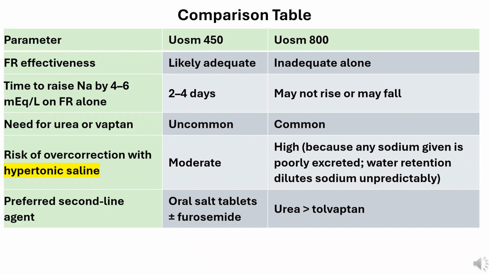In contrast, when urine osmolality reaches 800 mosm/kg, fluid restriction alone is inadequate. Sodium may not rise or may even fall. Second-line therapy is commonly needed, with urea preferred over tolvaptan. The risk of overcorrection with hypertonic saline is high because any sodium administered is poorly excreted and water retention dilutes sodium unpredictably. Thus, a more aggressive solute-based strategy is required from the outset.